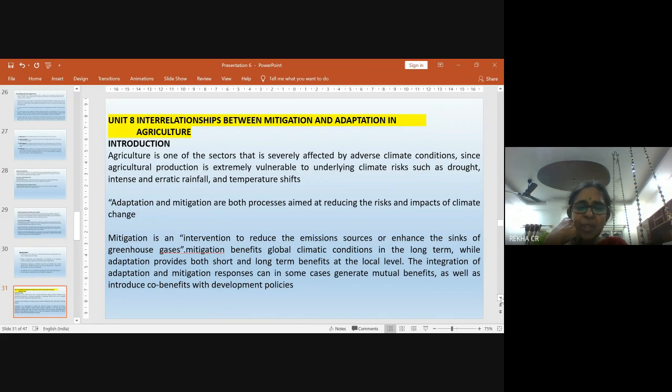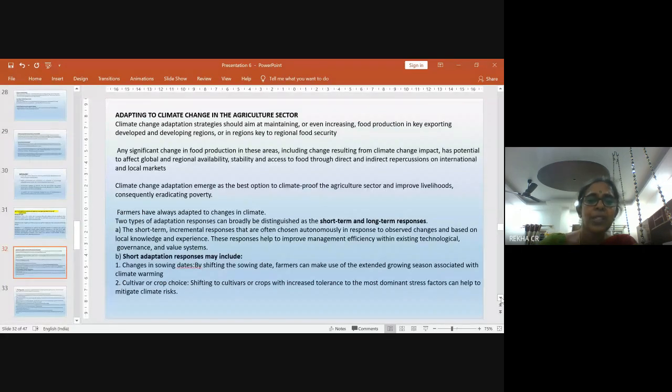Mitigation is to reduce the emission sources or enhance the sink of greenhouse gases. It benefits the global climatic conditions in the long term, while adaptation provides both short and long term benefits at the local level. The integration of adaptation and mitigation responses, in some cases, generates mutual benefits as well as co-benefits with development policies. Climate change adaptation strategies should aim at maintaining or even increasing the food production in exporting developed and developing regions or in regions key to regional food security.